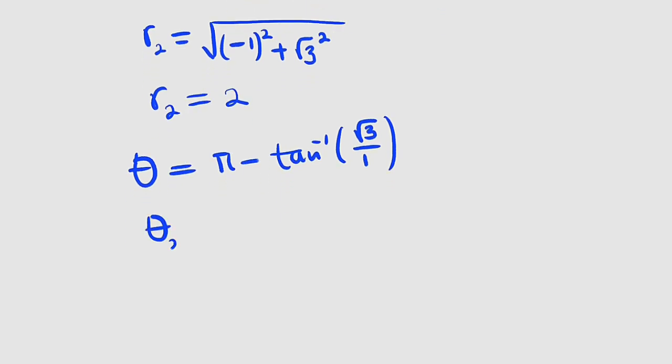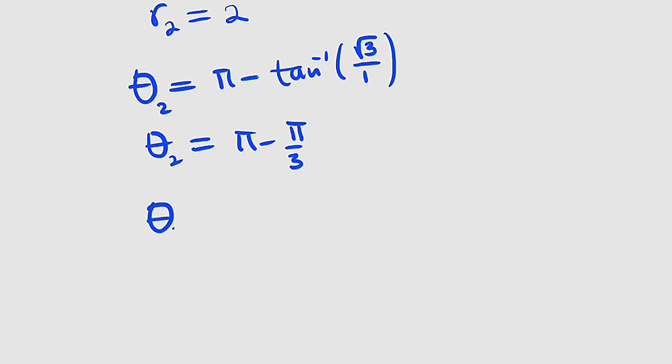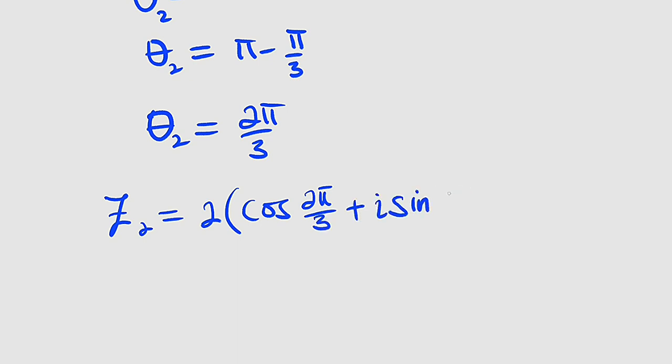So our theta, which is theta 2, is equal to pi minus pi divided by 3, which is 2 pi divided by 3, right? Therefore, our theta 2 is equal to 2 pi divided by 3. Therefore, that complex number, Z2, will be equal to R2, which we have as 2, multiplied by cosine of the angle, which is 2 pi divided by 3, plus i sine of the same angle, 2 pi divided by 3.